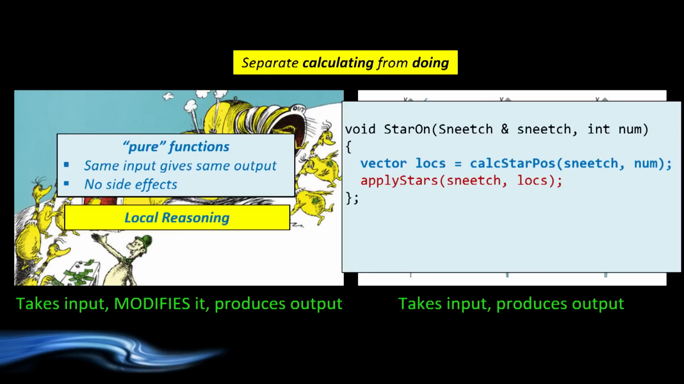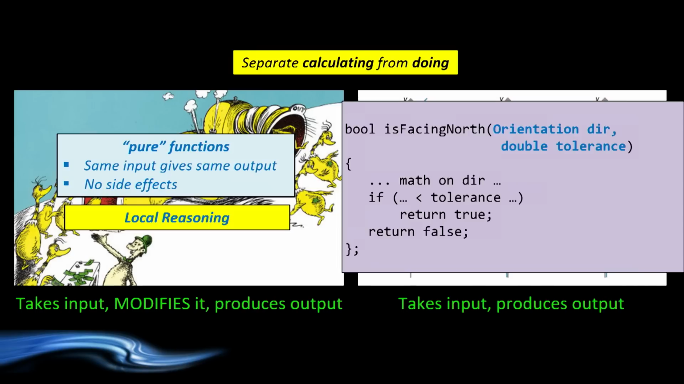And you can do local reasoning on a function that takes some inputs and returns an output. You don't have to know what the rest of the program's doing. You don't have to know anything else. If we go back to this, a function that has a body, is the one function I have as an example.